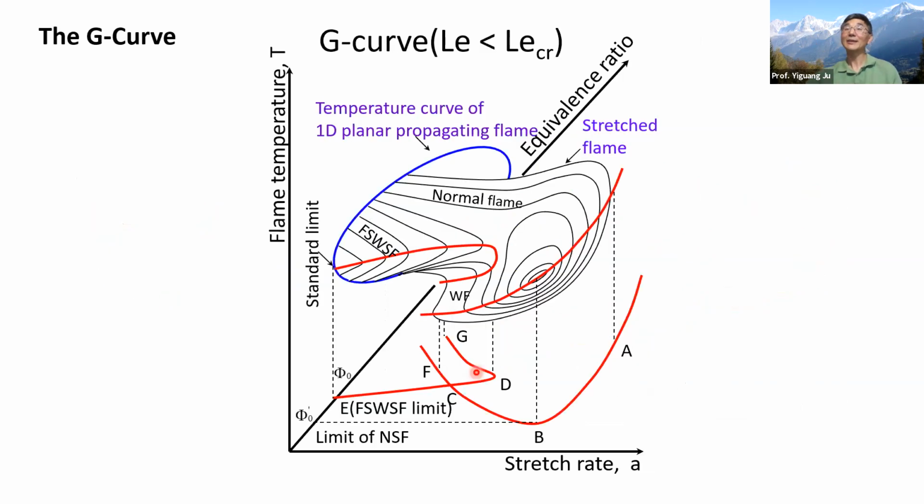So if you plot them on a curve, you can see this is the equivalence ratio. This is the strain rate. You can see that when you reduce your equivalence ratio, the strain rate decreases. This is the extinction point. And this is a radiation extinction. This is a straight extinction.